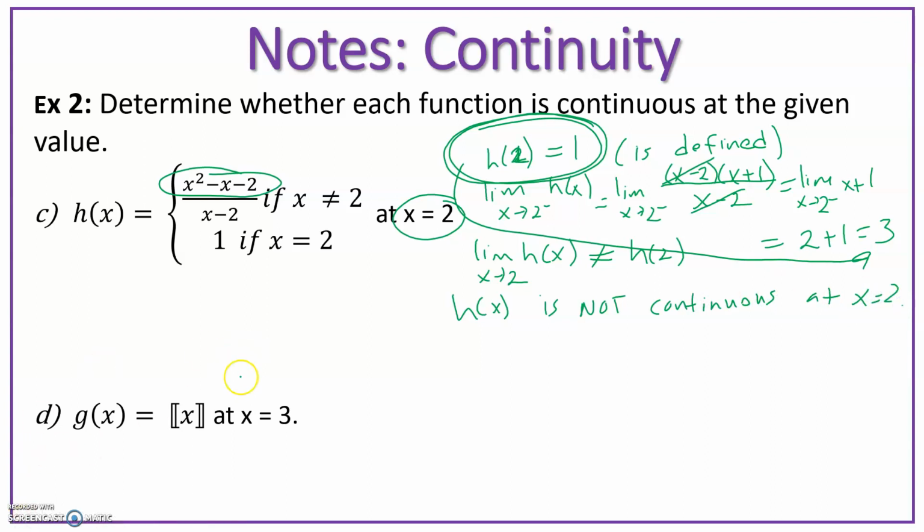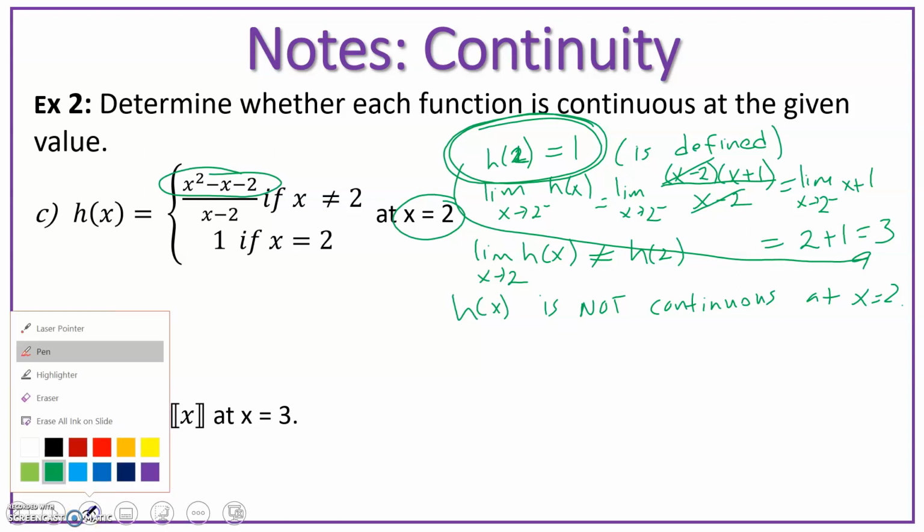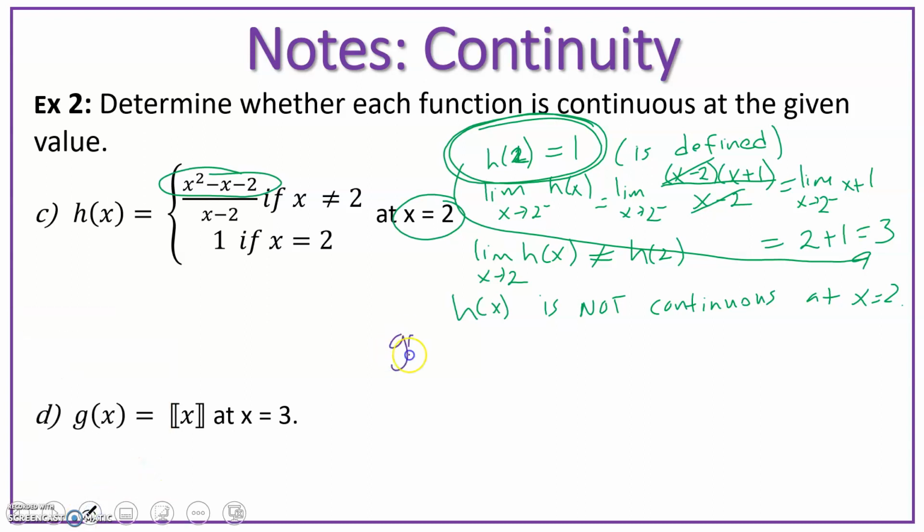All right, now let's check g of x, which is our greatest integer function. Now remember, the way this function works is that whatever number goes in, it gives the greatest integer that is less than the value that goes in. So remember, if we plug in, say, pi, out comes 3. If we plug in 7.5, out comes 7, etc. So first off, let's just check g of 3. So we can see here, g of 3 is our greatest integer of 3, which is just 3.